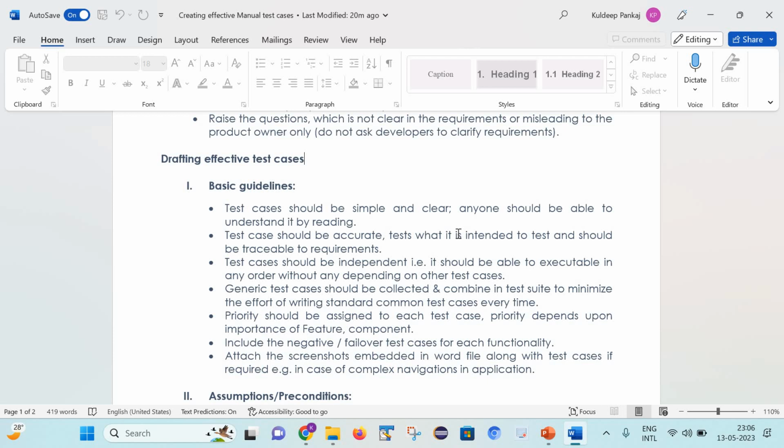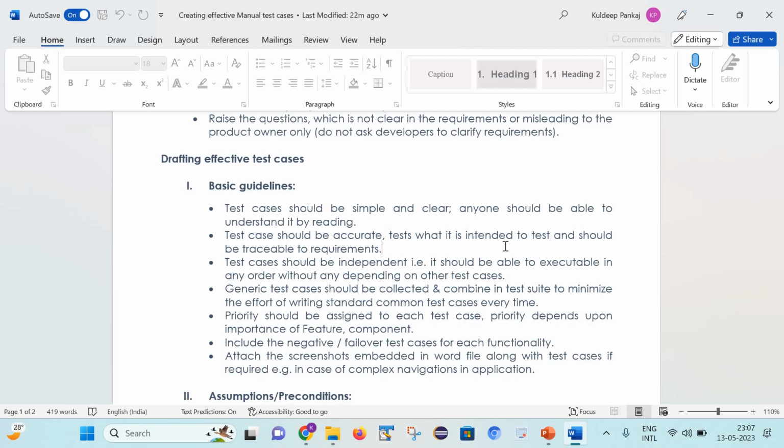Moving to the next point, test cases should be accurate. Test what it is intended to test and it should be traceable to requirements. As we are getting the requirement in the form of a user story, we should stick to the requirement as defined in the user story only, right? Test cases should be independent so that they can be executed in any order, without depending on any other test cases. This point is very important from the automation point of view.